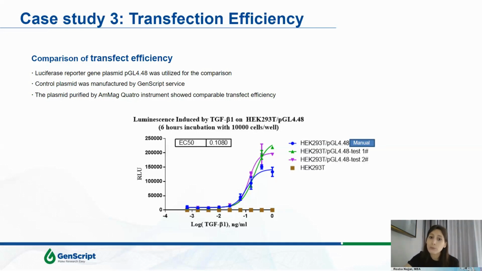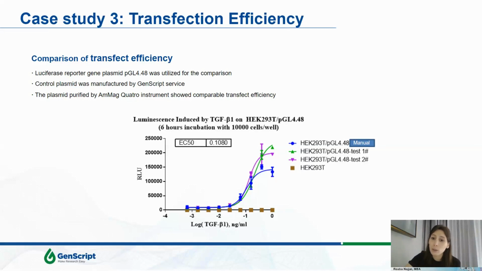And what we did here was a luciferase reporter gene. The idea here is to see how we compare with the manual solution. So the manual solution is the plot that is in blue. And then we have two samples that were run on the MMAC Quattro. Test 1 is in green, and test number 2 is in purple. And the brown is just a negative control, which is just the cell.